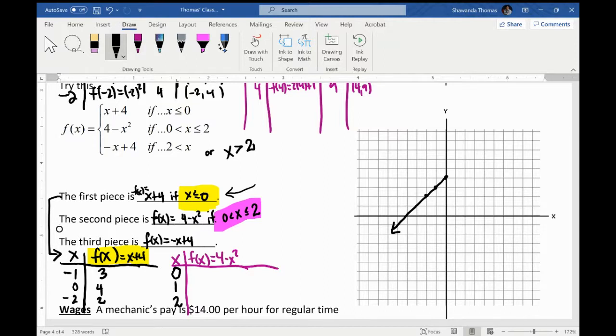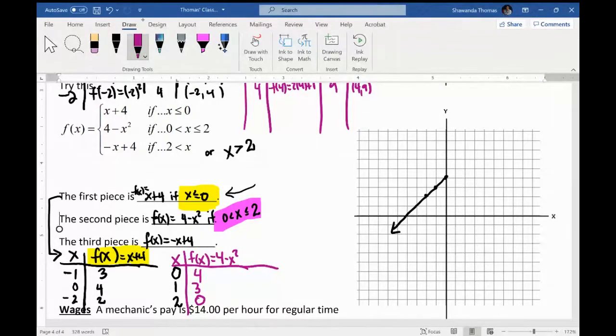We might have to put something else in because this is supposed to be the shape of a U, and I want to make sure it curves a little bit. Let's see. It might work out. If you plug in a 0 into this piece, what would you get? 4. Very nice. If you plug in a 1, 4 minus 1 squared, what would you get? 3. All right. If you plug in 2, so that'd be 4 minus 2 squared. 0.